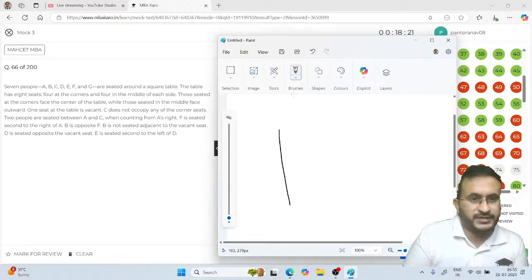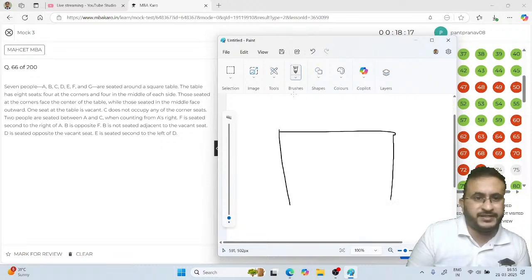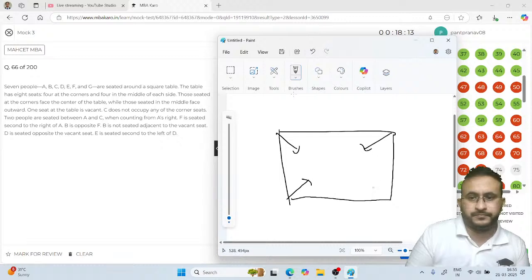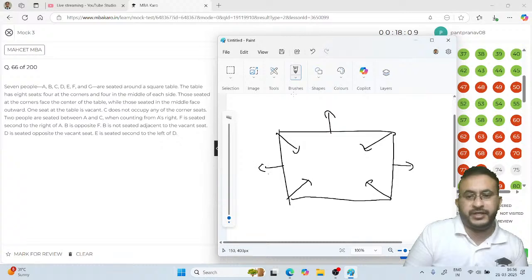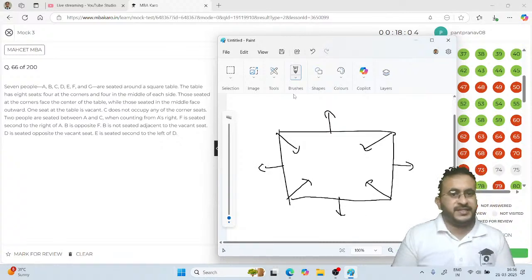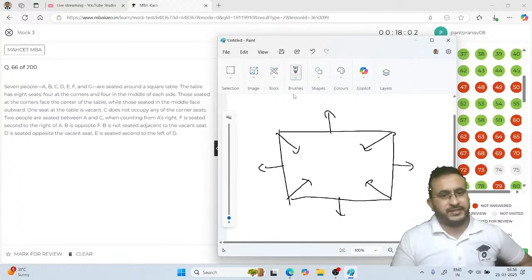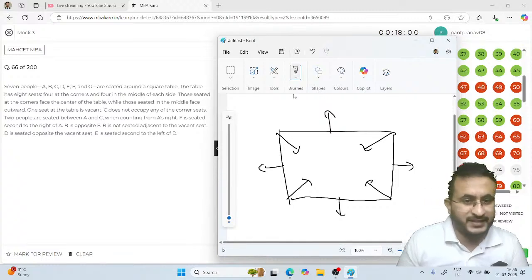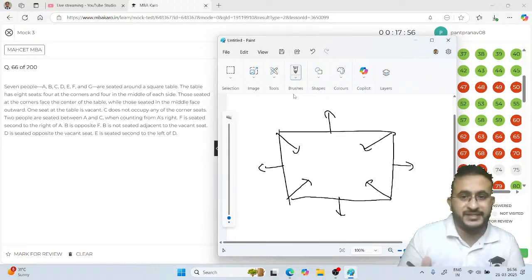8 seats, 4 at the corners and 4 in the middle. Those seated at the corners face center, middle face outside. So they are facing outside. There are 7 people who are sitting on these 8 seats. One seat is vacant. C does not occupy corner seat, so C will occupy a central seat. And 2 people are between A and C when counting from A's right.